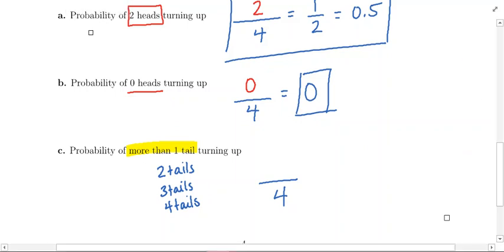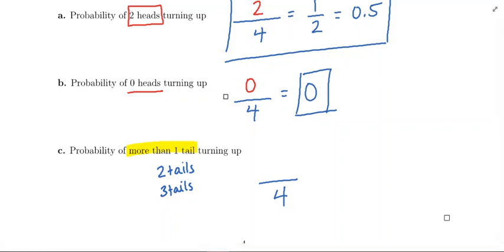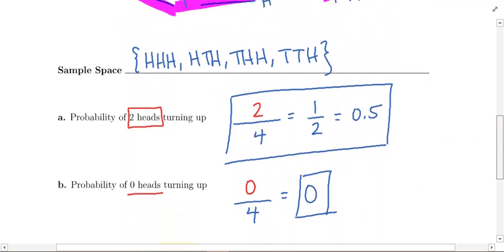We can't have 4 tails because remember, we have 3 coins. So there's no way to have 4 tails. All right, so when it says more than 1 tail, we're either looking for 2 tails in our outcome, or we're looking for all 3 being tails. All right, so let's go look for this. Let's go to our sample space.